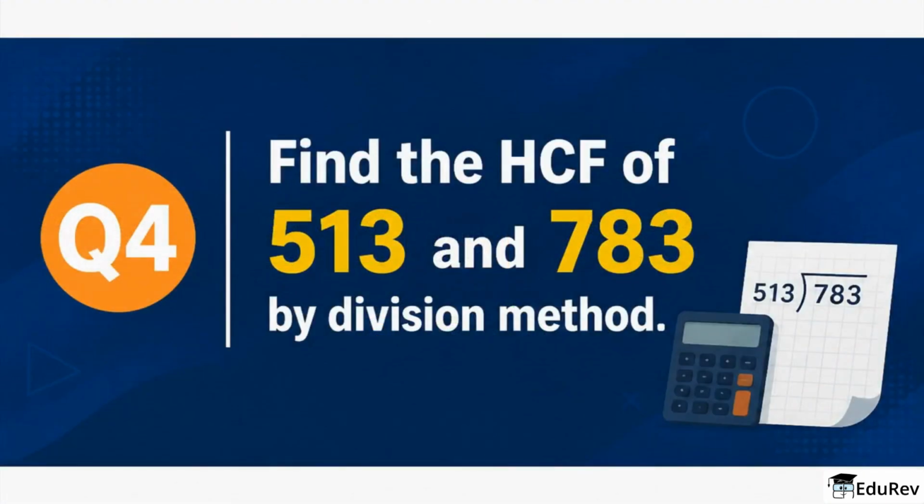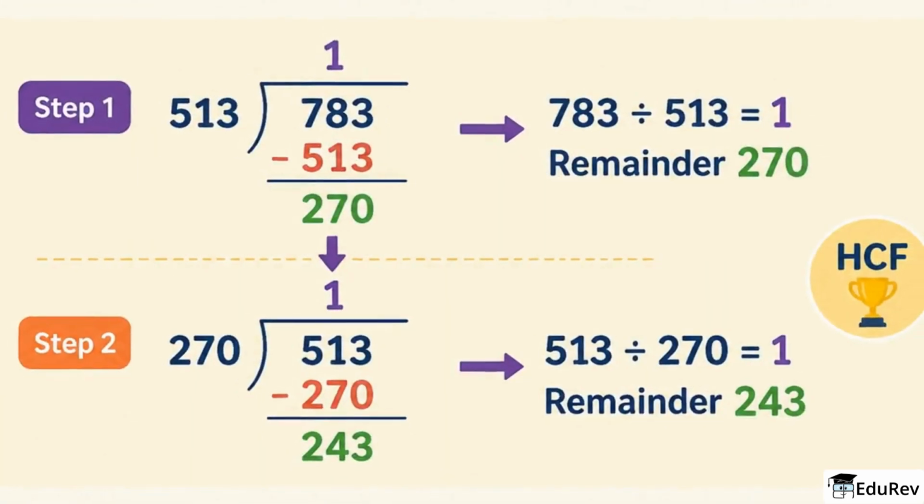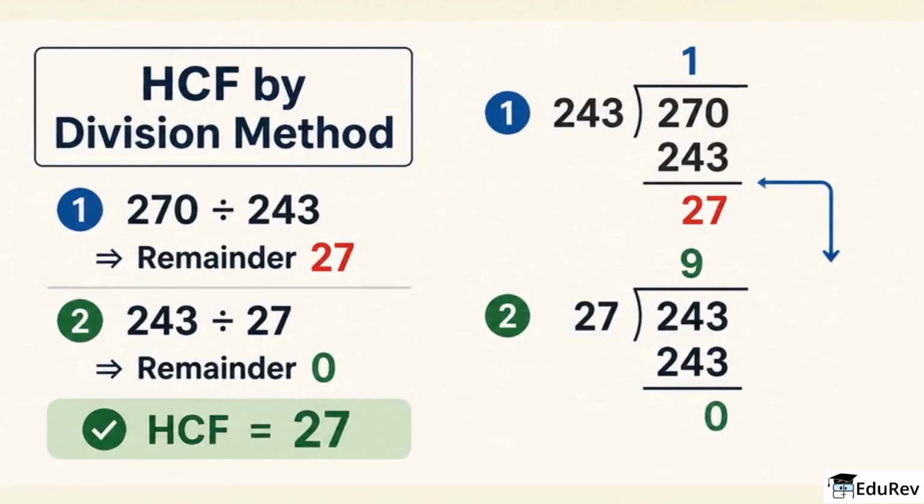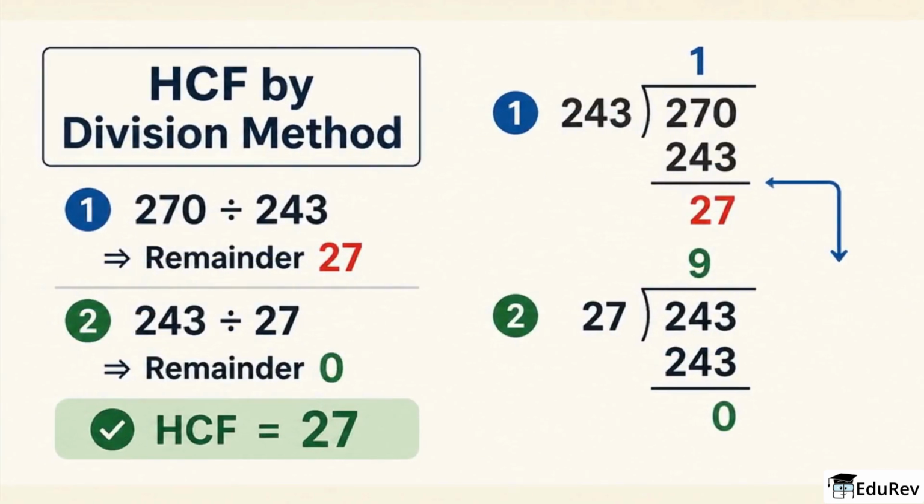Question number 4 asks for HCF of 513 and 783 by the division method. Divide 783 by 513 gives quotient 1, remainder 270. Then divide 513 by 270 gives quotient 1, remainder 243. Then divide 270 by 243 gives remainder 27. And dividing 243 by 27 gives remainder 0. So the HCF is 27.